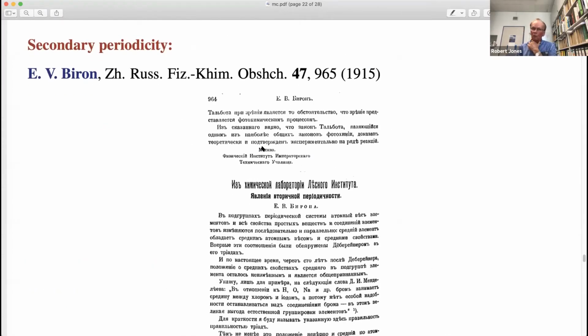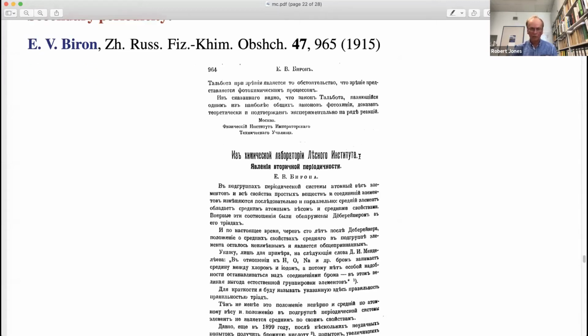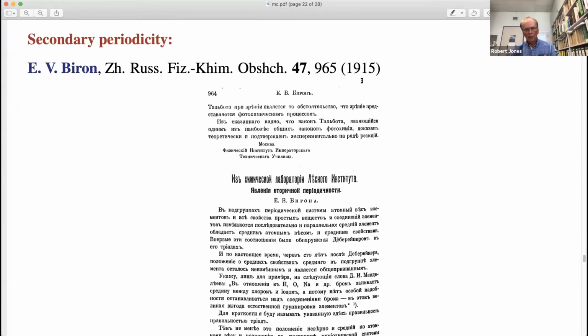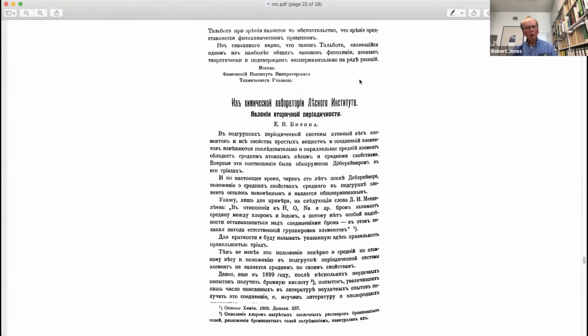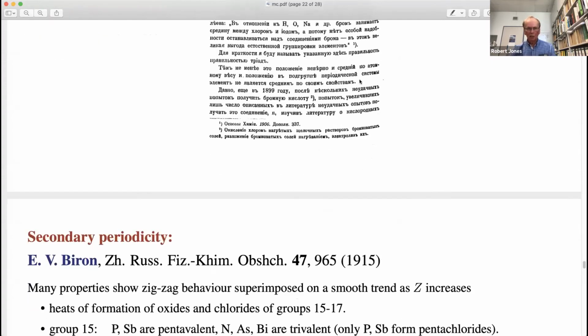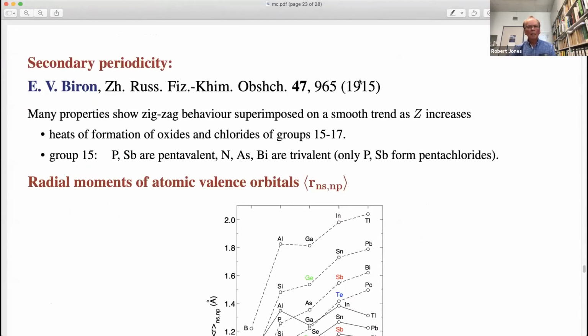The second feature I want to point out is called secondary periodicity. For this particular audience, I show you the first page of this paper in Russian by Biron in 1915. So it's more than 100 years old now. Remember that the periodic table of Mendeleev came in 1869, and this is 50 years later, that Biron simply noticed that a lot of chemical and physical properties did not change just regularly, smoothly as the atomic number increases, but there is a zigzag behavior. The heats of formation of oxides and chlorides, for example: you can get pentachlorides of phosphorus and antimony, but not of nitrogen, arsenic, and so on. In other words, there was something going on that he called secondary periodicity.